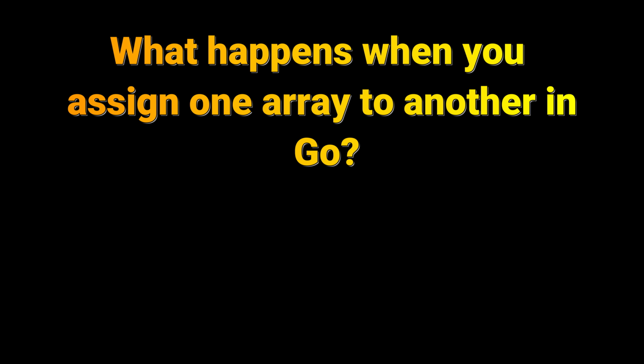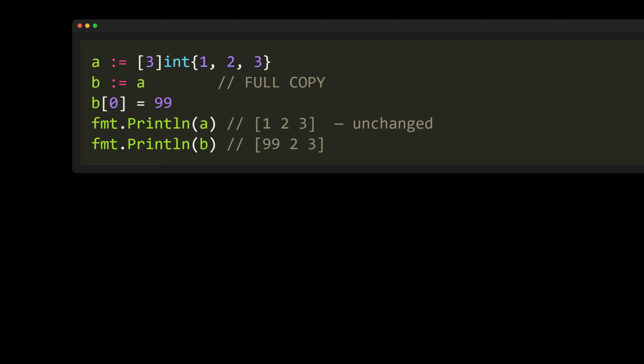Question: what happens when you assign one array to another in Go? In Go, arrays are value types. This means when you assign one array to another, Go creates a complete copy of the entire array. If you change the new array, the original array stays the same.